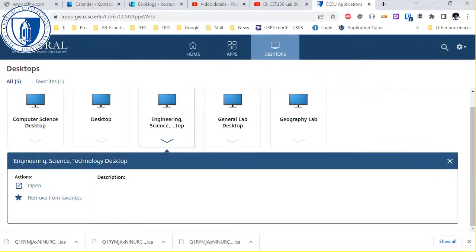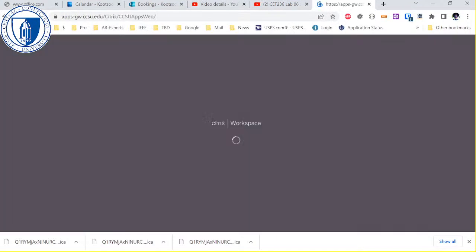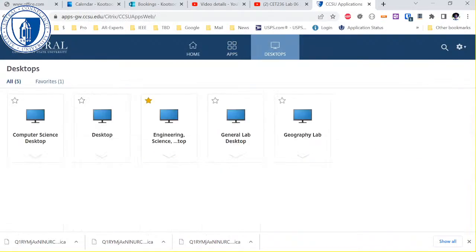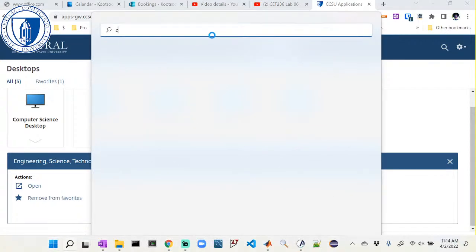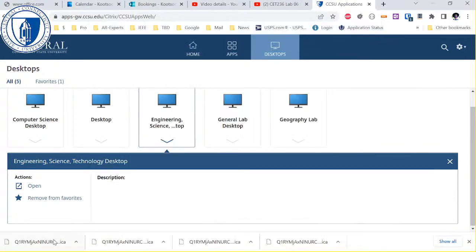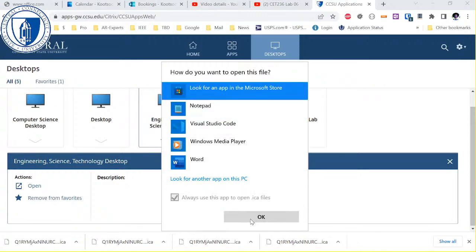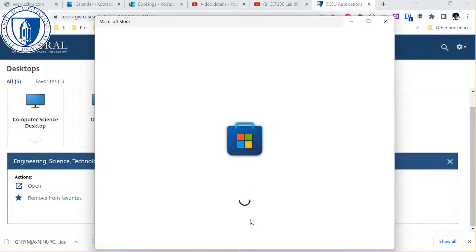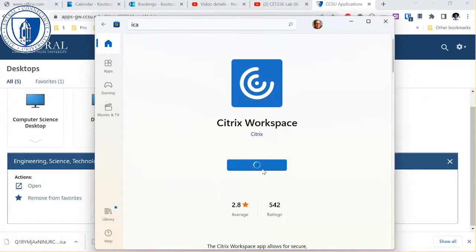For some reason, it's trying to... let's try it again from scratch. I thought I had installed Citrix here, but apparently I haven't. Let's try and open it again. There we go. 2.8 stars, that's not very good.